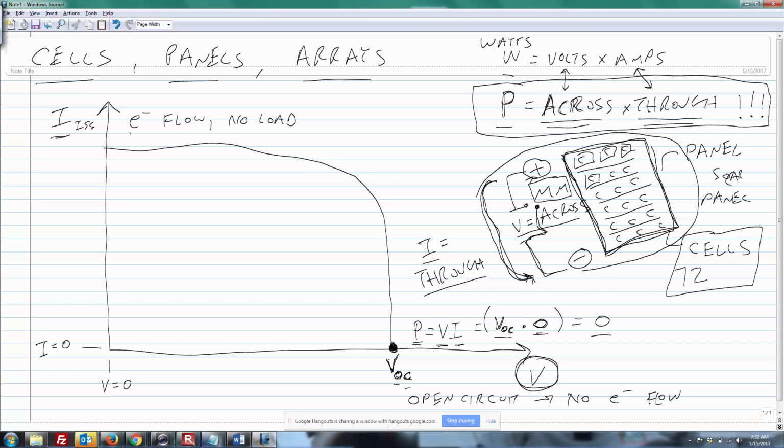Okay. So what I've drawn over here is a panel. It's a little rectangle on the right side. And I've just sort of drawn in the cells, just sort of as a sketch. So the entire technology is the panel, and there are 72 cells in the panel.